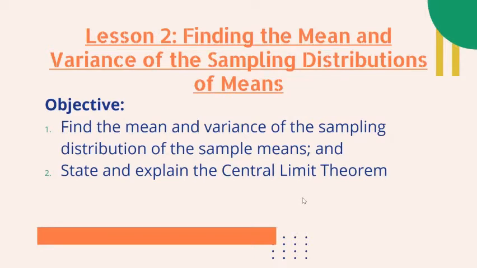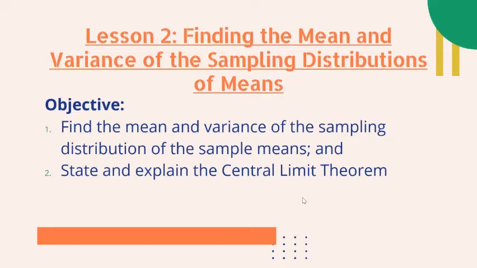Statisticians don't just describe the variation of the individual data values about the mean of the population. They are also interested to know how the means of the samples of the same size taken from the same population vary about the population mean. So in this lesson, our second lesson, which is finding the mean and variance of the sampling distributions of mean, we will learn how to describe the sampling distribution of the sample means by computing its mean and variance. We will also make a general conclusion regarding the mean, variance, and shape of the sampling distribution of the sample mean.